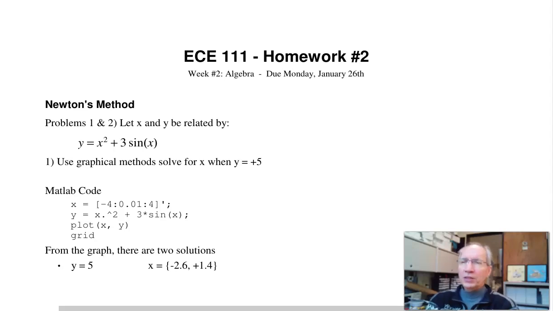Here are solutions to homework set number 2. This homework set looks at using Matlab to solve one equation, one unknown, problems you'll encounter when you take Math 103 Algebra 1.